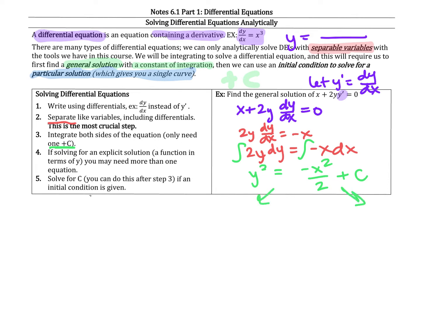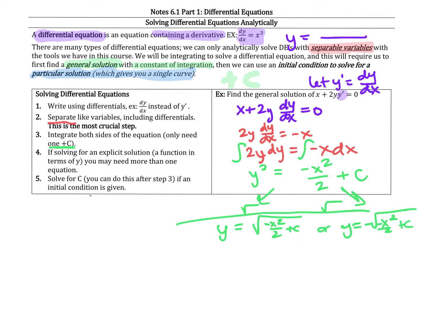Now, oftentimes you can stop here, but since we want our final answer to be a function, we're going to solve for y here, which means we're going to square root both sides. If we square root both sides, we need to consider both the positive version of what happens when we do that, and we need to consider the negative version of what happens when we do that.